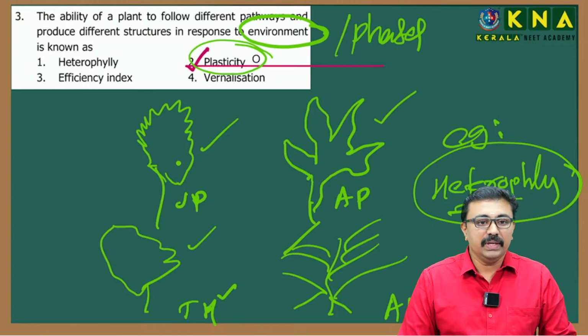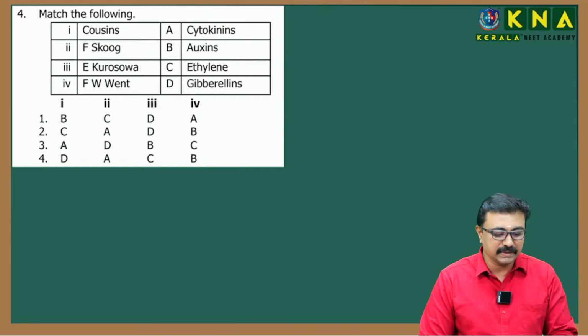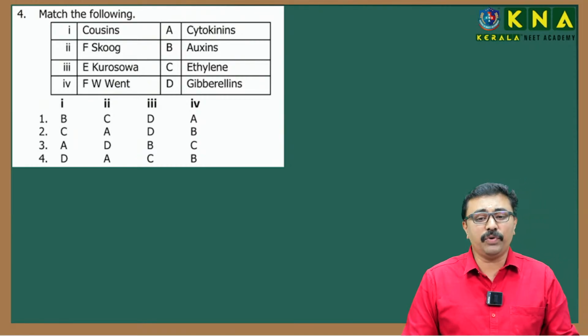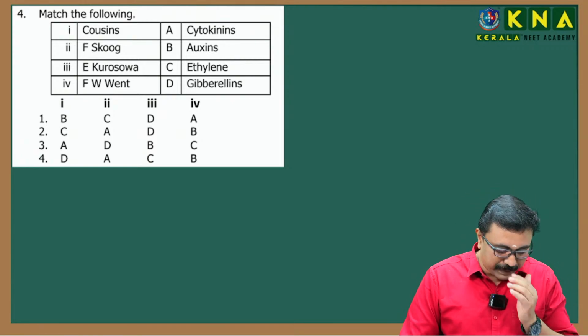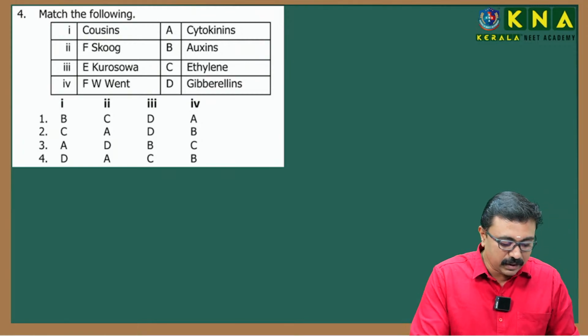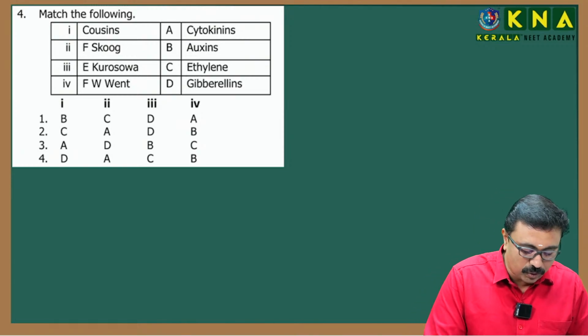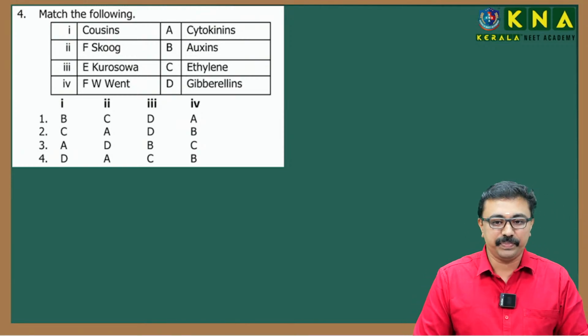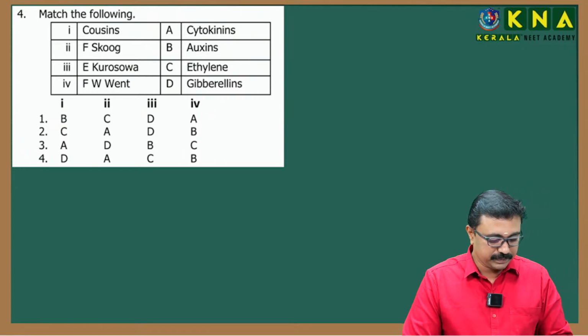Okay, clear? So next question from plant growth and development is the match the following question. It's a very familiar question for you. It is repeated many times. So match the following question. In column A you can see the scientist name, and in the next column you can see the hormone. Okay, can you answer the question?